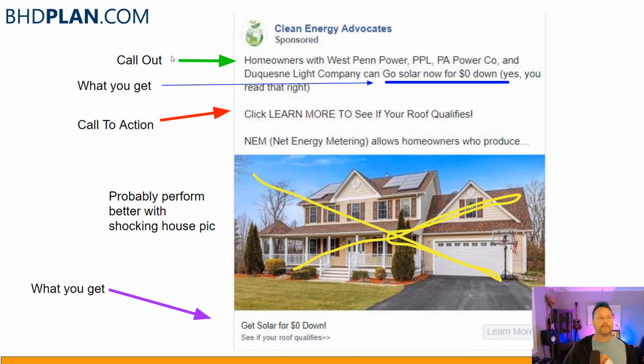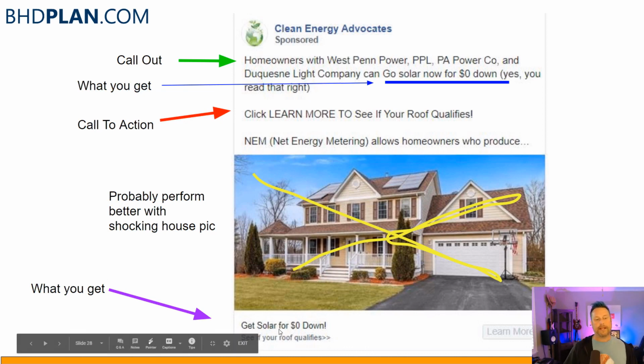So, hey, you, person with a house, right? Because if they have a house, they have a roof and they might want solar. So, hey, you, get solar for zero down. Click now. A lot of ads don't even go through this. It's crazy to me, right? Seems intuitive, but just make sure your ad has it, and also repeats what they get down here.